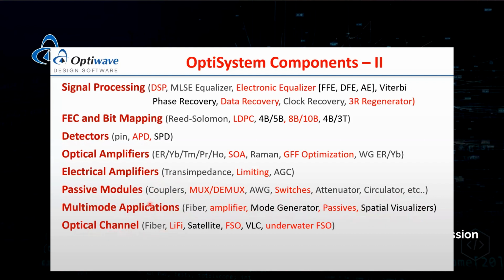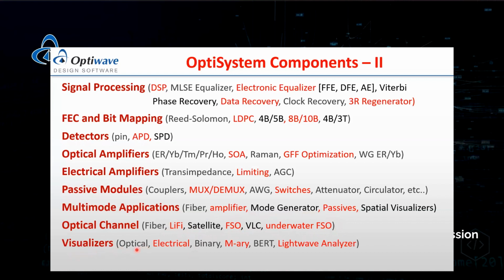In terms of channel, we have the fiber channel as we show. Then you have components that represent the Li-Fi channels, satellite channels, free space optic channel, and visible light communication channel, as well as, as we're going to talk about today, two added components for underwater free space communication.